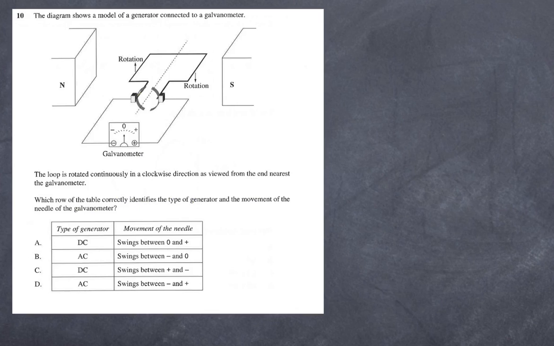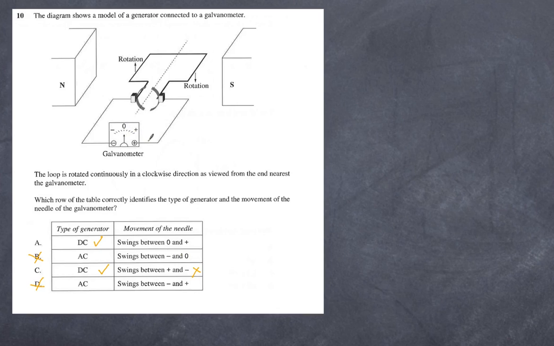Well, first of all, the fact that it is a split ring commutator tells you straight away it's a DC generator. So automatically we have excluded B and D. And so if you struggle with this whole concept, now you at least have a 50-50 chance of getting it correct. The question, of course, is which way does it swing? Well, the galvanometer only swings in one direction. So it cannot swing between the positive and the negative. So that is incorrect. So it's going to swing this way.